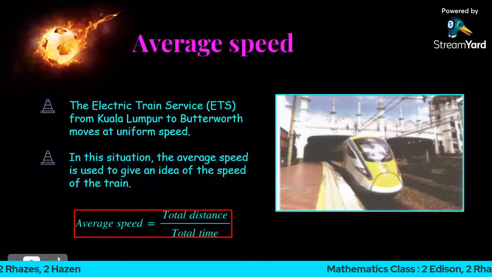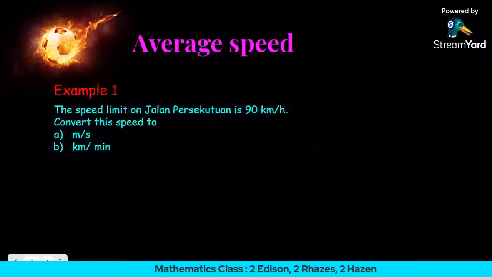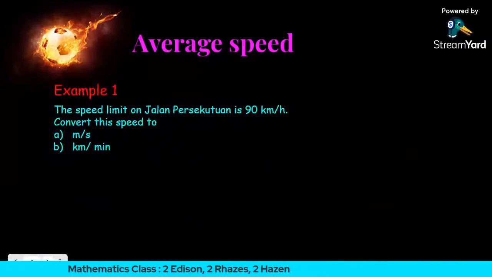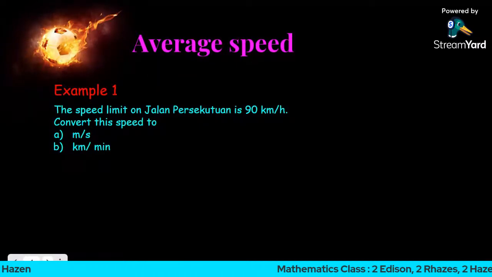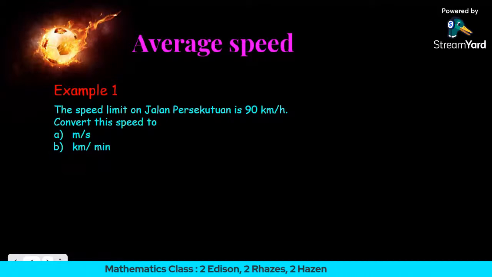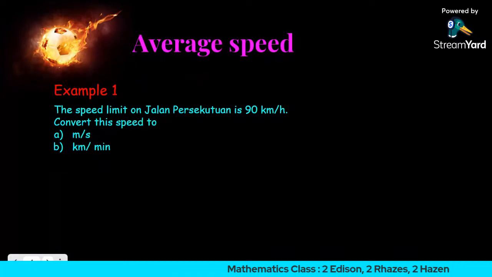Let's see the examples here. Today for average speed there are 3 examples. Before we go to the real question about average speed, let's look first at a question about conversion. The speed limit on the federal road is 90 km per hour. Convert the speed to (a) meter per second and (b) kilometer per minute.